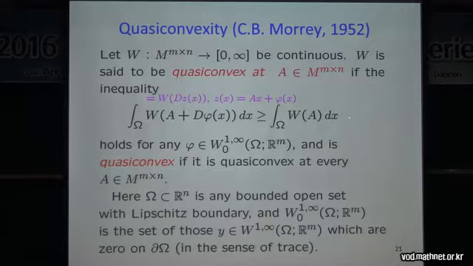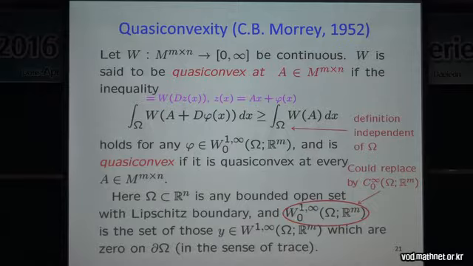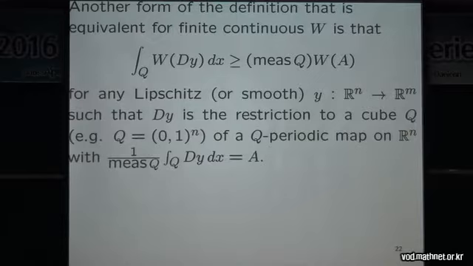One of the first things that's irritating about this definition is that it's supposed to be something to do with W and A, but there's an omega in it. That's a bit funny, but it turns out that the definition is independent of omega. There's a calculation that shows it's independent of omega. So if it's true for one omega, it's true for any omega. If you don't like this space, you could take smooth functions of compact support. It's more or less the same definition. So there are various different ways you can write down the definition.